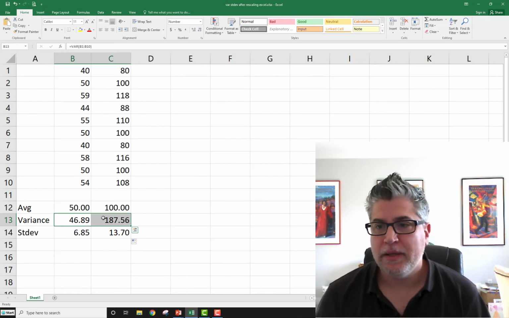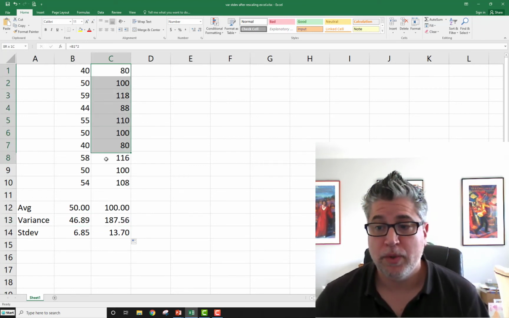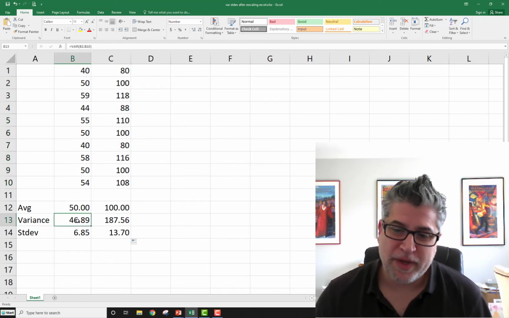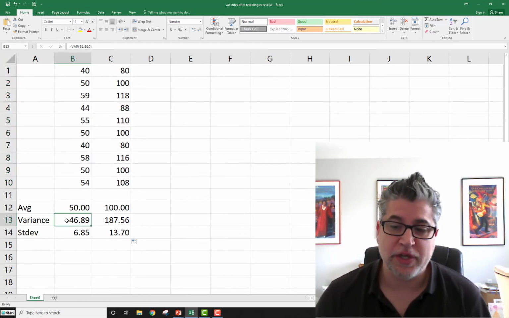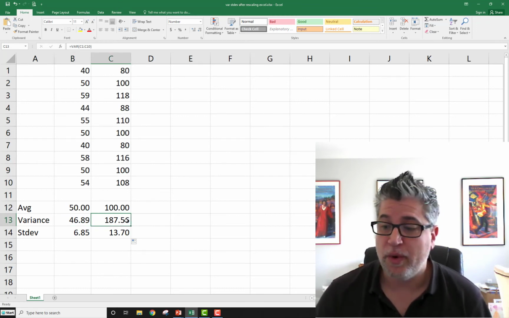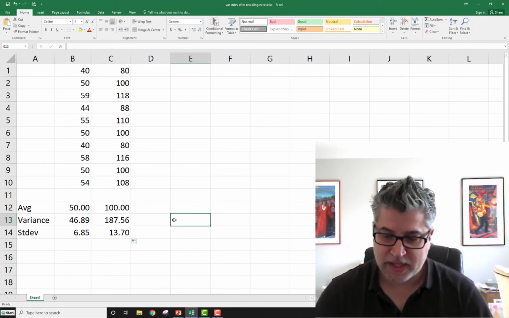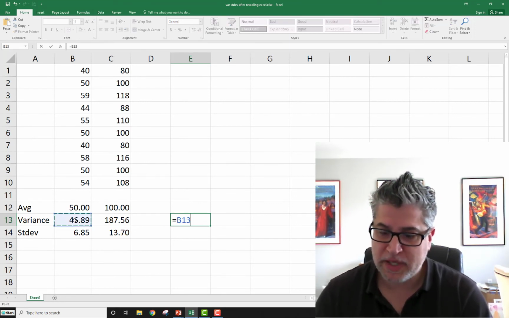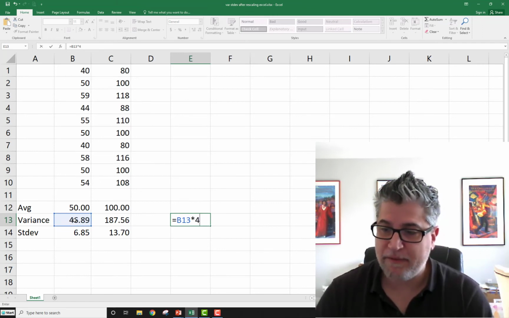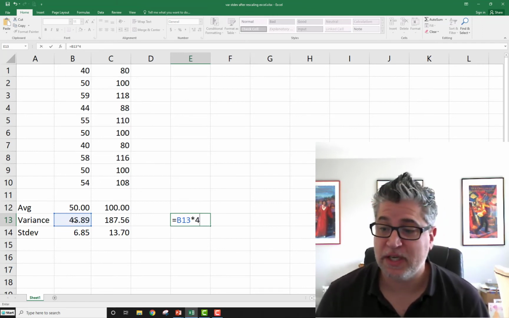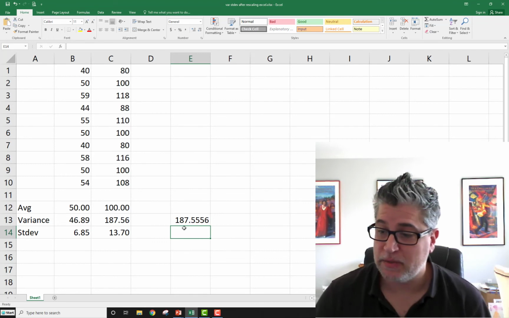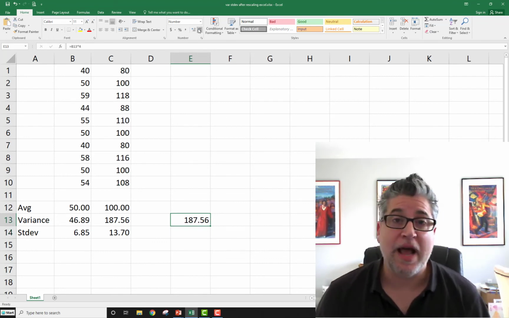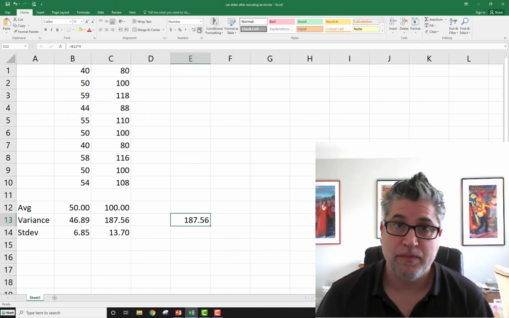Now we multiplied all of our data by 2. 2 squared is 4. So really what we have to do for variance is take this original number and multiply it by 4 to get the 187. And let's just double check that that's what happened. So we want the value that was in B13, and then let's multiply by 4. We should get 187.56. And there it is with rounding. So if we get rid of our rounding, that's exactly what happens with the variance.